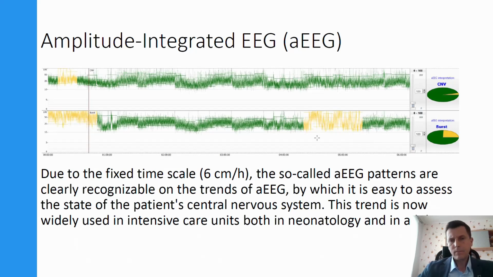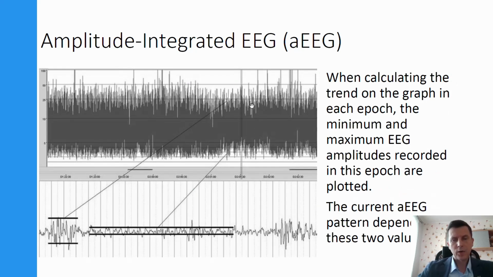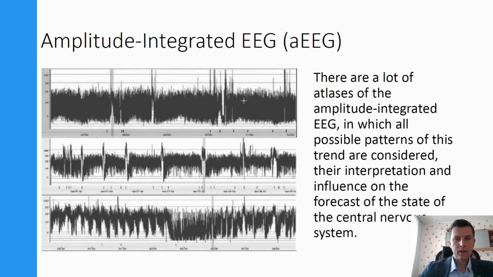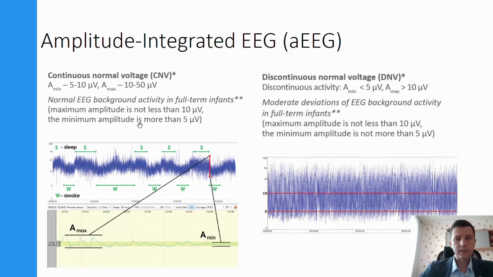For example, on this slide you can see how this trend is calculated. On the one trend we can see both minimum and maximum values for each epoch. And here you can see a few different patterns. For example, here is epileptiform activity, here is a burst suppression, and here are rare epileptiform activity patterns. Also, using this trend, we can see the wake-sleep cycle, and here is continuous normal voltage pattern and discontinuous normal voltage pattern, where the minimum and maximum amplitudes are quite bigger.